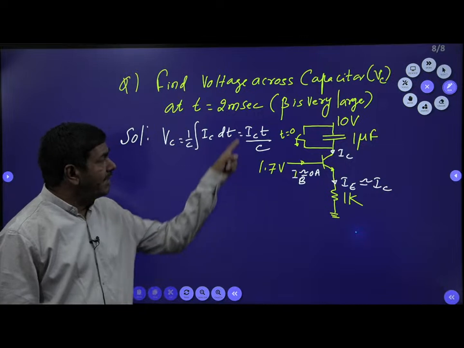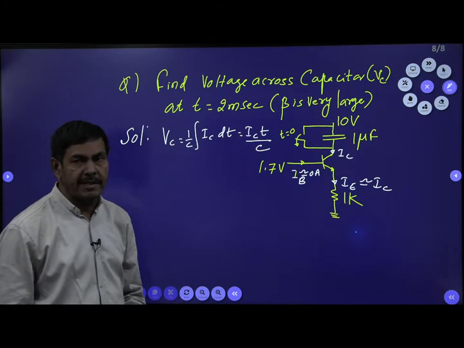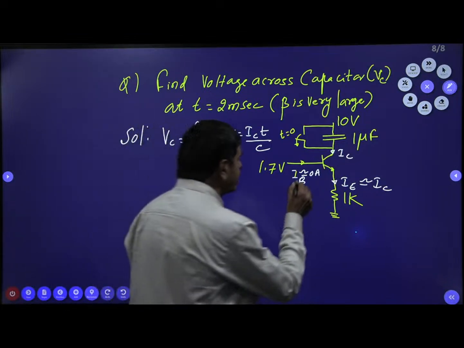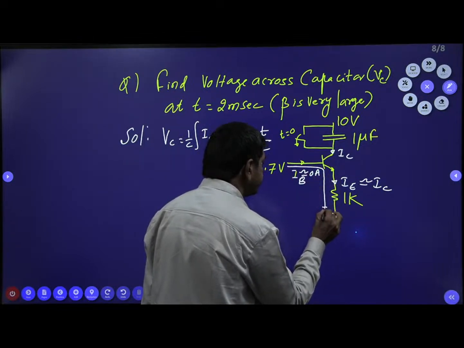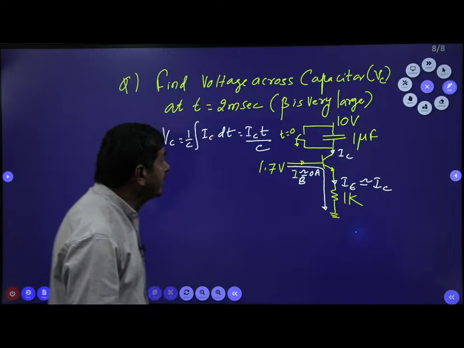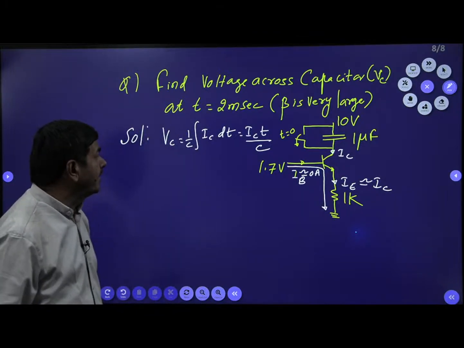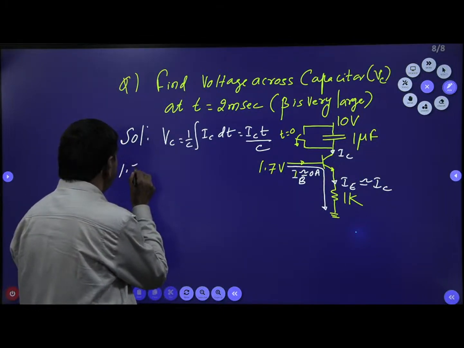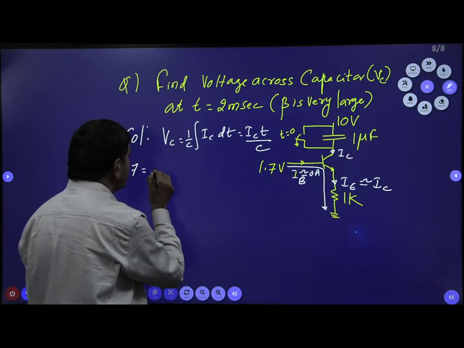But thereby the IC value is required. T is given, C is given. Then you can determine. How to get that IC? IC I can get by applying KVL in this direction. I want to apply Kirchhoff's voltage law. How to apply? 1.7 here. This voltage drop is nothing but 0.7 if not given.